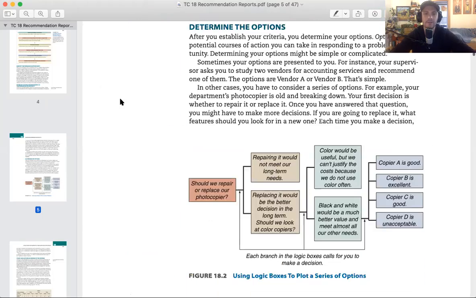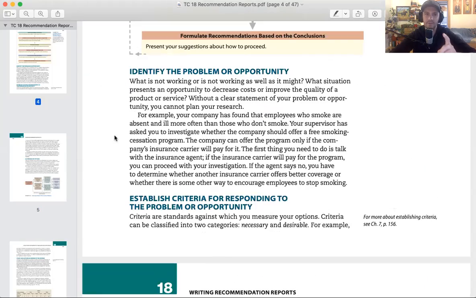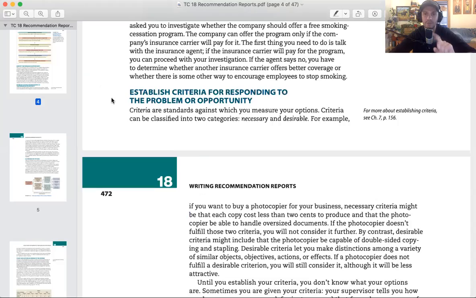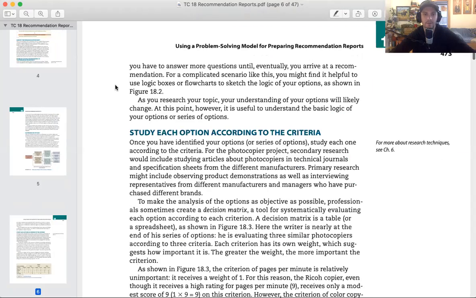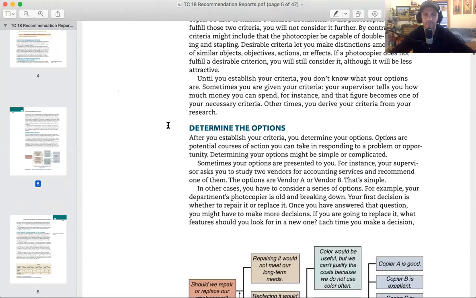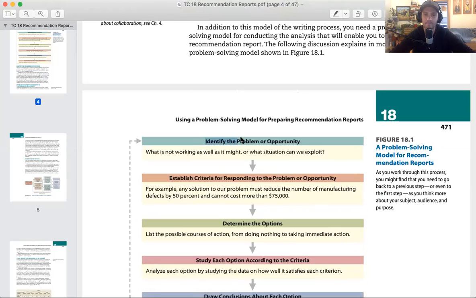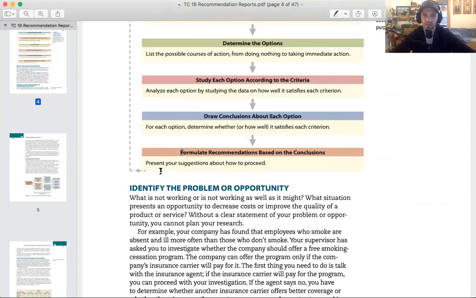Now, one thing you can do in connection to this, I'm going to upload this chapter of TechCom to our Moodle page where this video will be, okay? But one thing you can do is you can create what's called a decision matrix. This is where you weigh the criteria and the options, because remember, we have a problem, we have criteria, we have options, and then final solution, okay?